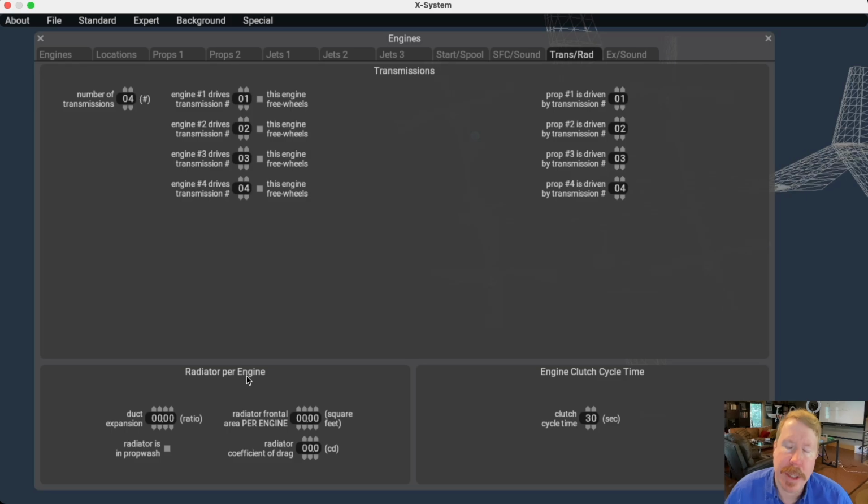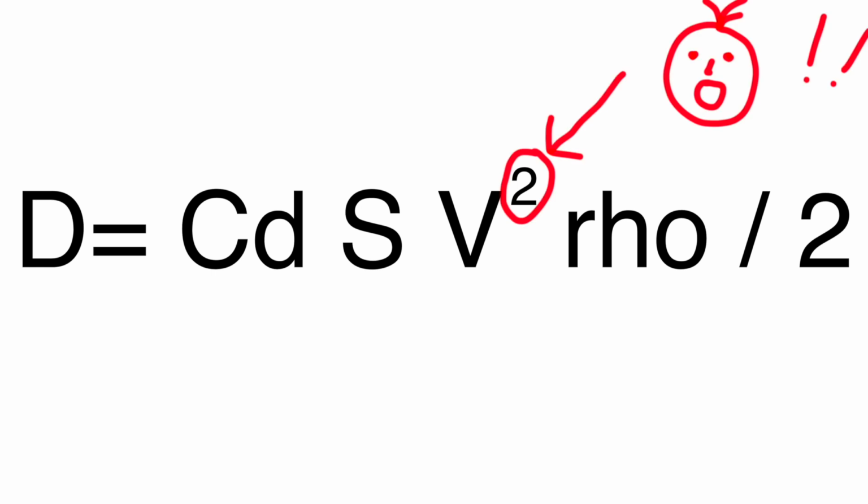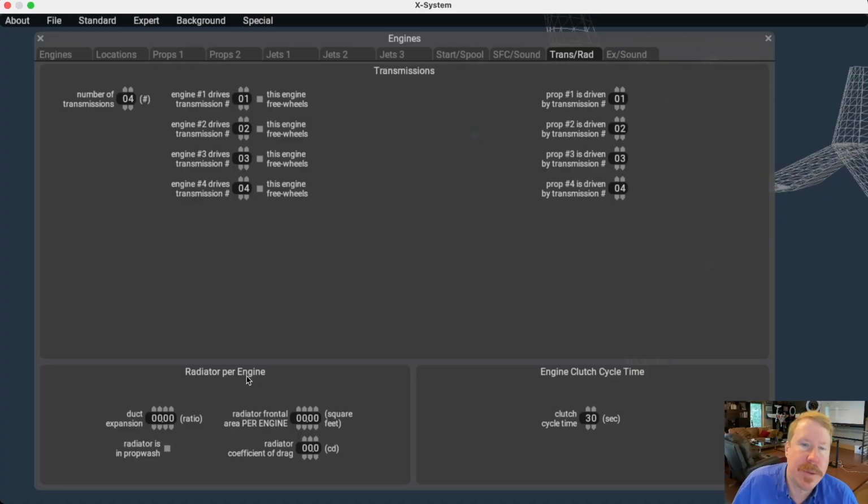Radiator per engine. This is a really exciting one. The radiator on an engine provides a significant amount of drag to the airplane. You don't want to have much drag. And you'll notice from this equation, D equals CD S V squared rho over 2, that the drag of a thing goes up with velocity squared. You go twice as fast, you're going to have 4 times the drag. Go 4 times as fast, have 16 times the drag. 5 times as fast, 25 times the drag. Speed is absolutely terrible in the amount of drag that it gives.